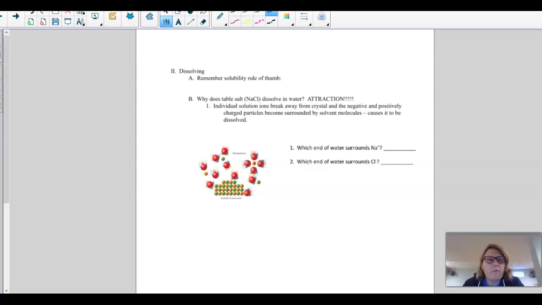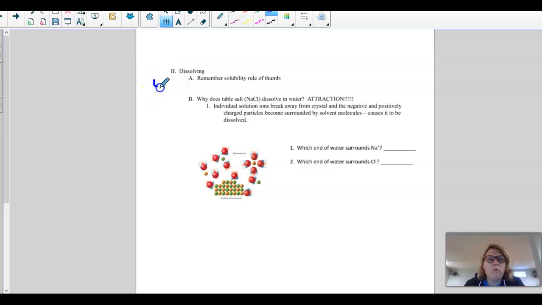So, hi everybody. I'm going to finish this discussion about solutions and solubility with this lecture. The couple things, this slide I want to talk about dissolving. We talked about this a little bit when we talked about chemical bonding, when we talked about intermolecular forces. So the question is dissolving, remember the solubility rule of thumb?